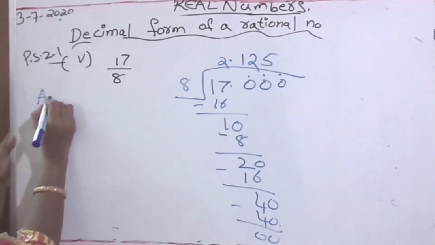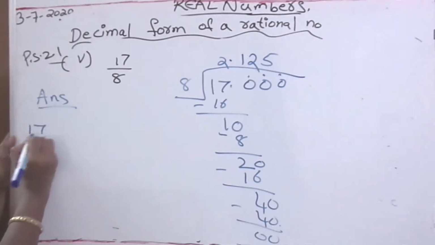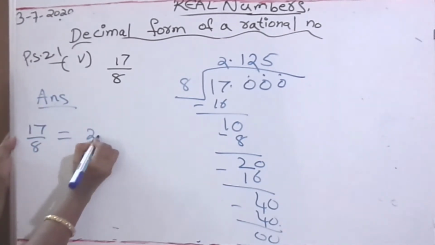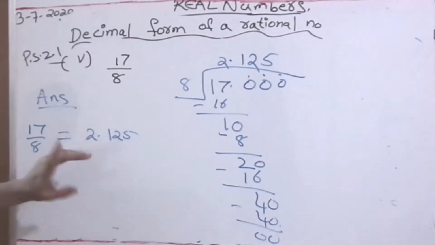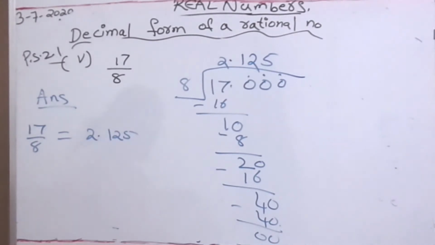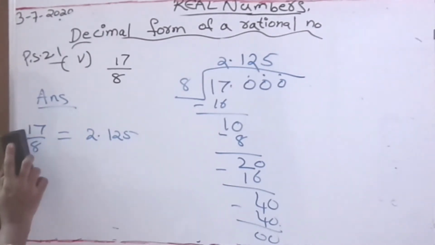So write the answer. 17 upon 8 is equal to 2.125. You are getting remainder zero. So this is terminating decimal form. It's getting over. You are getting remainder 0. So 2.125, terminating decimal form. Okay, so all the sums of this are over. Question number 2, 1, 2, 3, 4, 5 we have done. Now let us classify them as terminating and non-terminating decimal forms.